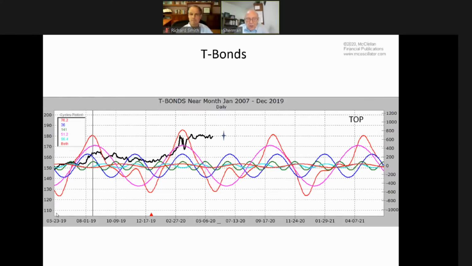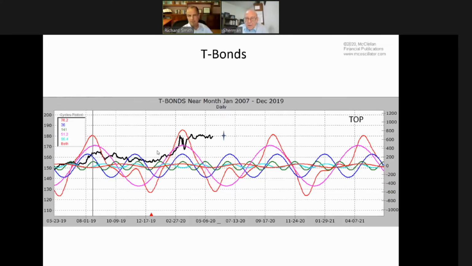All of these charts start with data from May 23rd of 2019. And so the black line is the price of near month T-bonds. The little red triangle down here is at December 31st, because all of the data that was used to break this cycle projection is to the left of that little red arrow, and all of the projection is to the right of that.